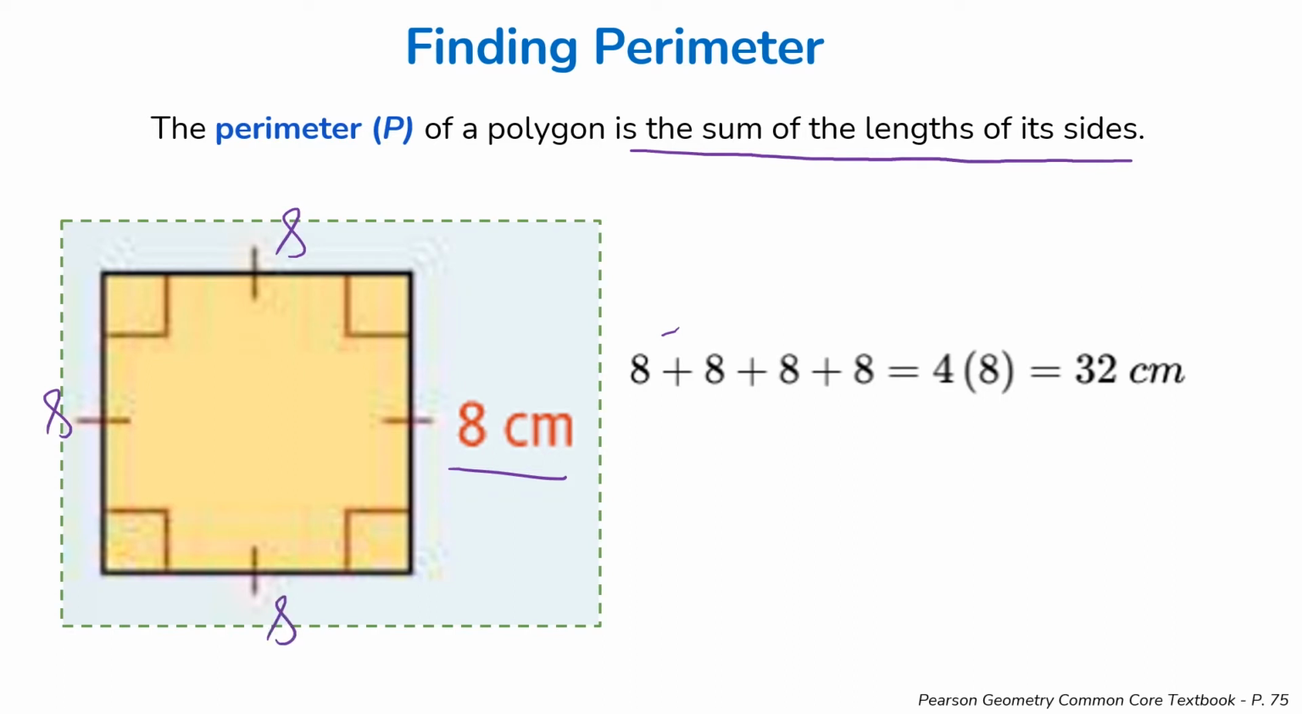To find the perimeter, we could simply add 8 plus 8 plus 8 plus 8 to get 32, or we can multiply 4 times 8. So again, perimeter is just adding all of the sides of a polygon.